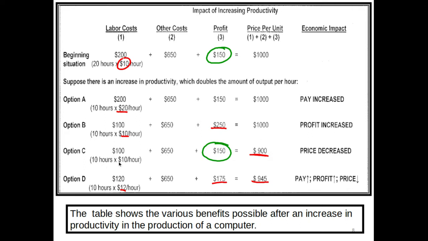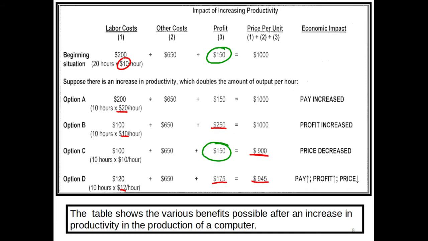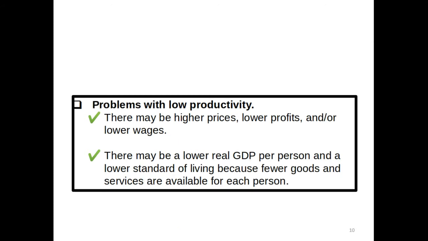Third option, if I keep price the same, keep my profit the same, I could lower prices for consumers. Or option D, we could do some combination of each. I could increase the pay for my workers, I increase my profit, and lower prices. All of these are great things that we want to see happen. So, the benefits, like I just said, we can have lower prices, we can have higher profits and or higher wages. All of those are good things in the economy and we want to see them all happen.